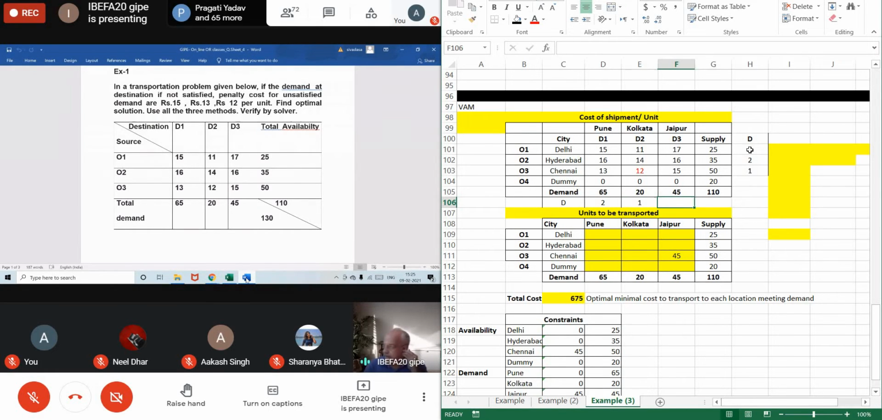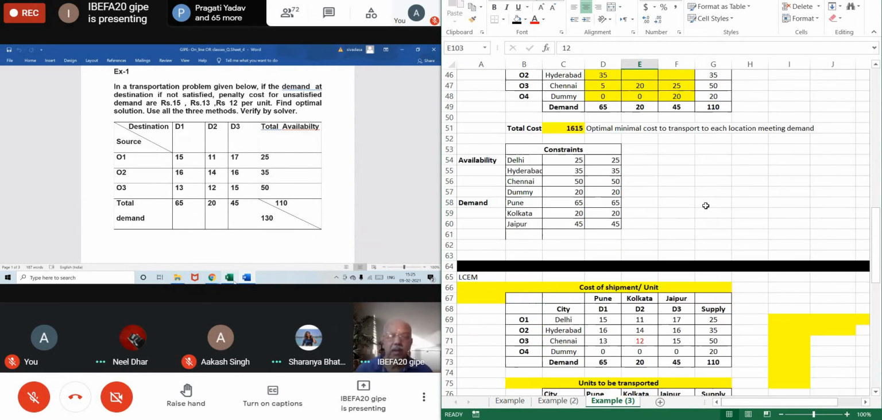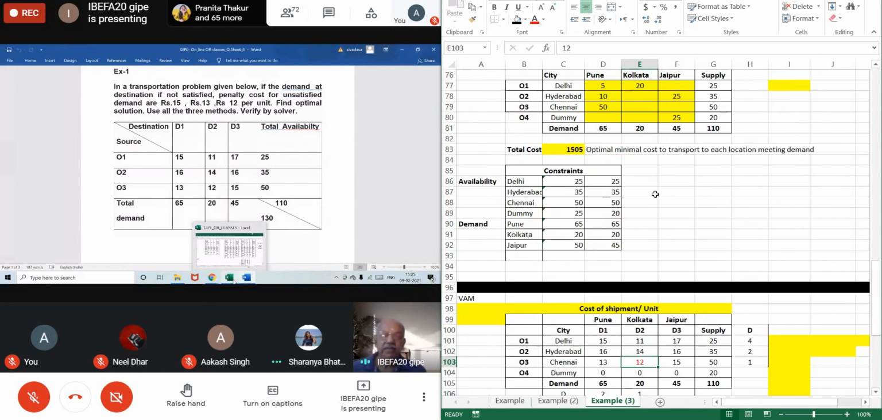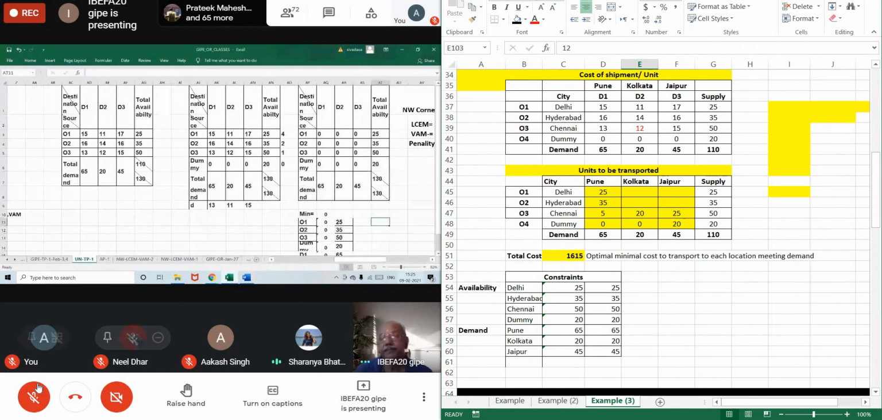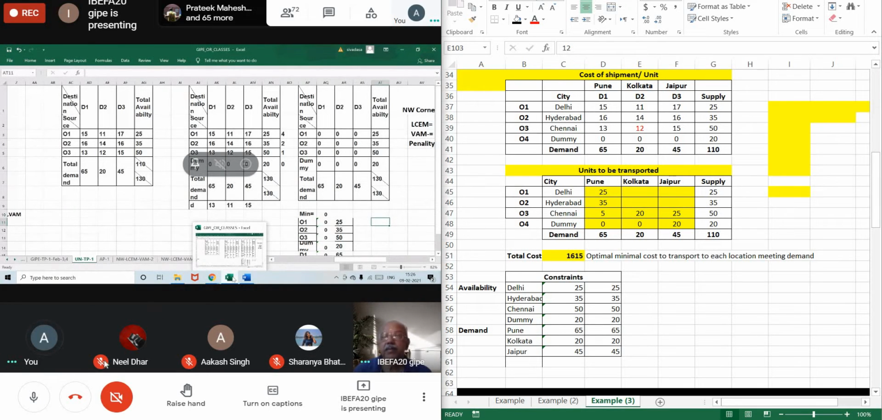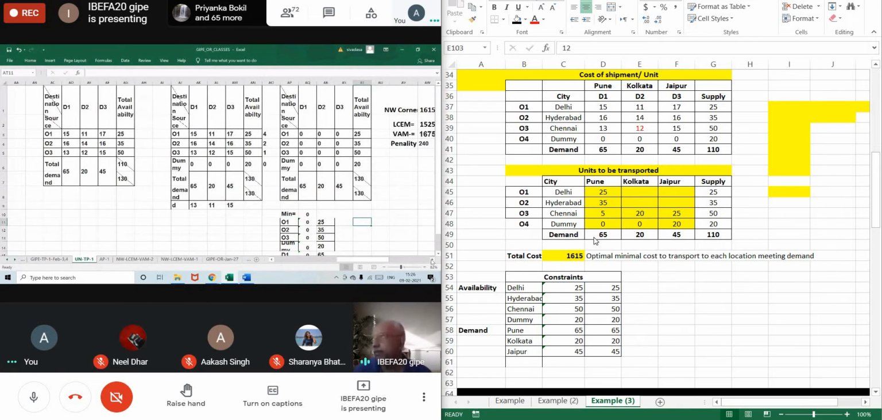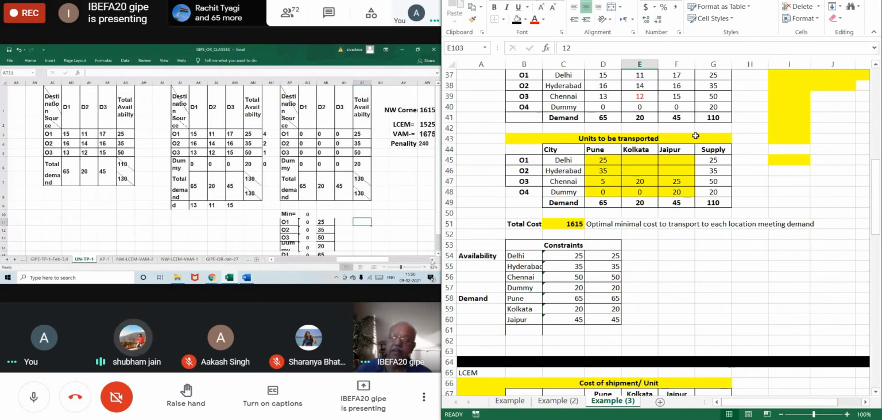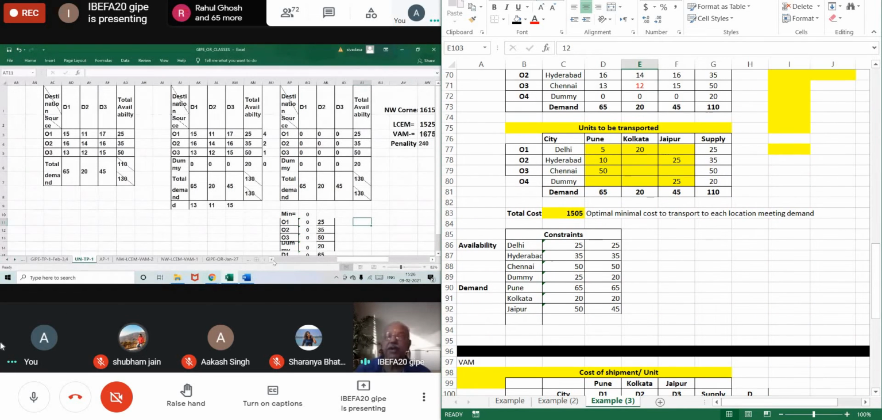Anybody got the answer? Sir, is the optimum cost 1505? Yes. How much by northwest corner method? Sir, I'm doing that. Sir, I'm getting 1615. Yes. What is optimum? Optimum is the same, 1505. Yes, continue.